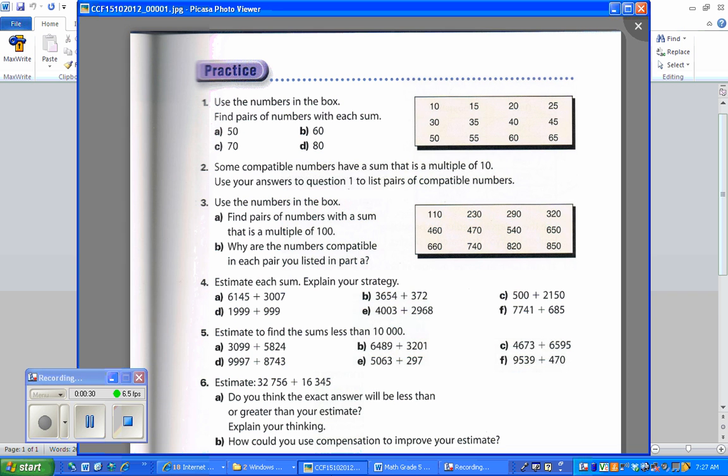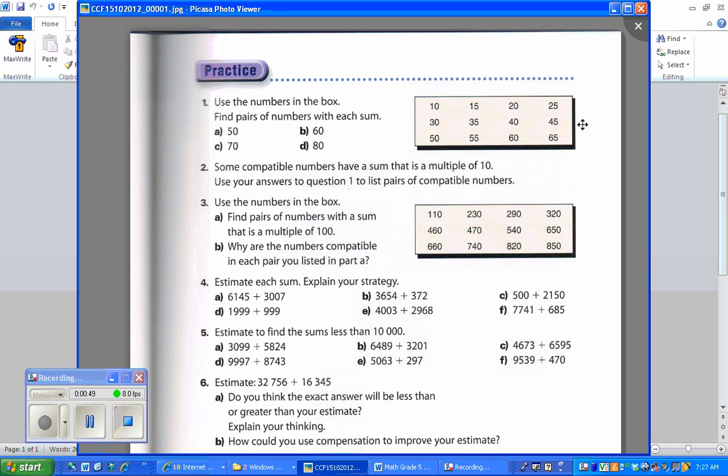The first question, number 1, says use the numbers in the box. That is this box over here on the right. Find the pairs of numbers with each sum. So the first one is 50, so we need to find numbers in this box with a sum of 50, or in other words, numbers that add up to 50.